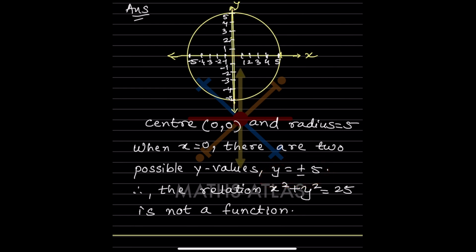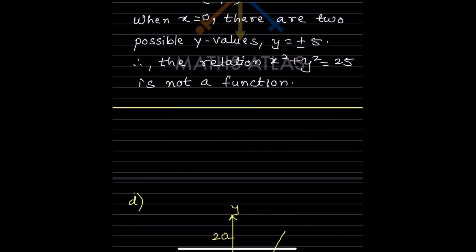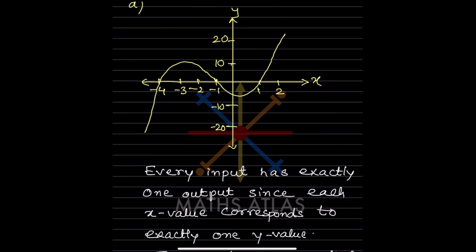So with this relation we can say x square plus y square is equal to 25 is not a function, because when x is 0, you have 2 values, right? Here minus 5 and 5, y is plus or minus 5. So now this is given.